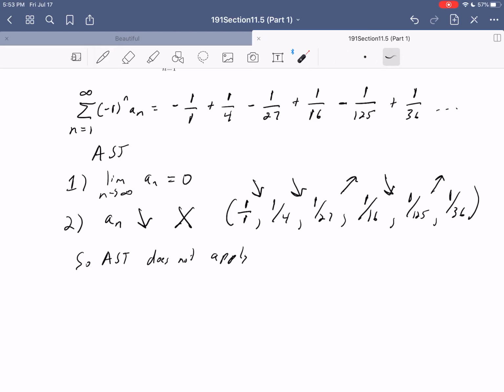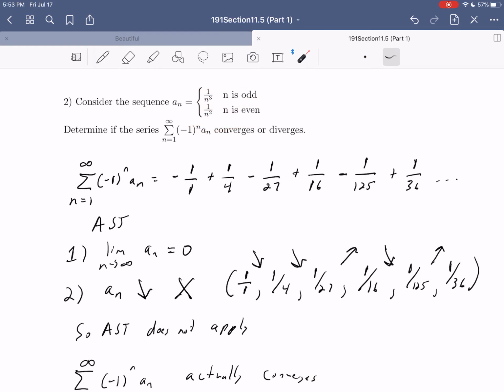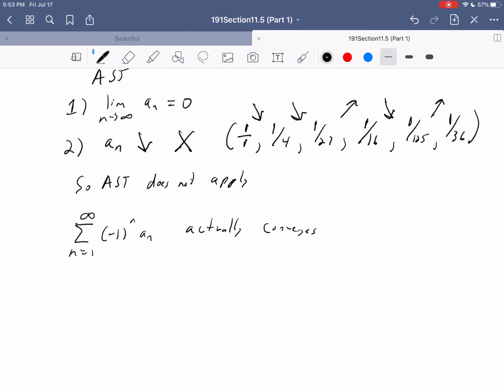So once again, the AST does not apply here. But unlike the previous one, this time the sum from n equals 1 to infinity of (-1)^n a sub n actually converges. How do I know that this one converges, unlike the other? Because each piece is convergent. The odds are based on the sum of 1 over n cubed, which is convergent, and the evens are based on the sum of 1 over n squared, which is also convergent. Both converge, and we know they converge because they are p-series.